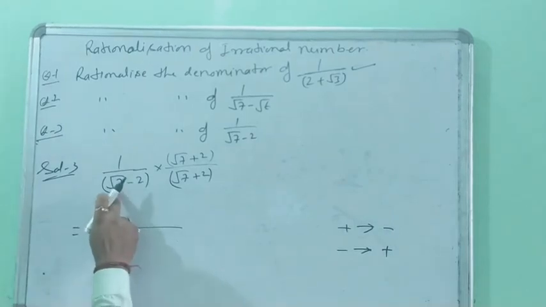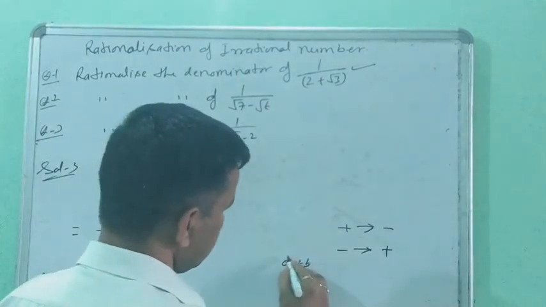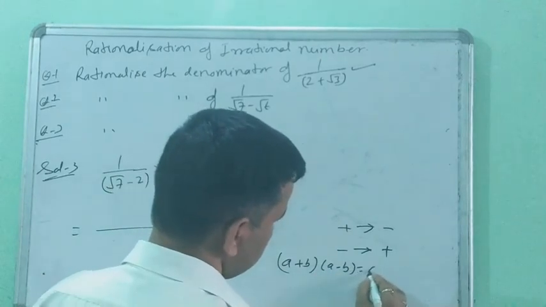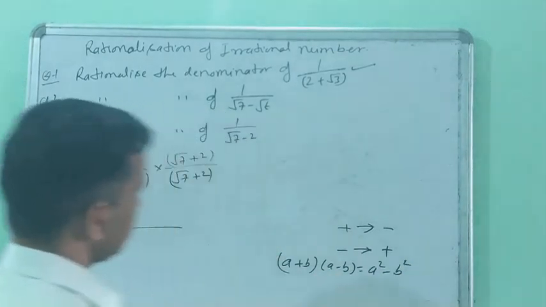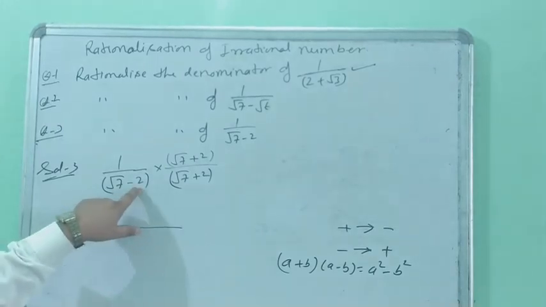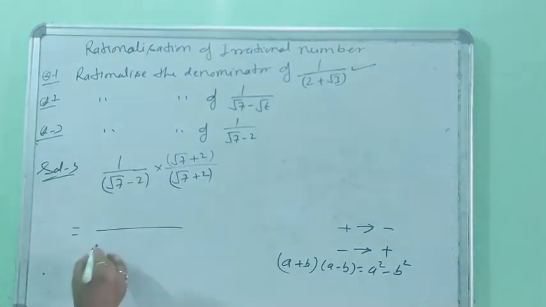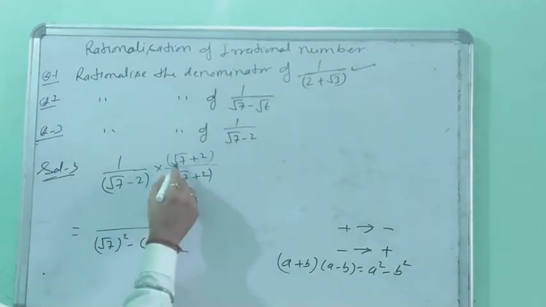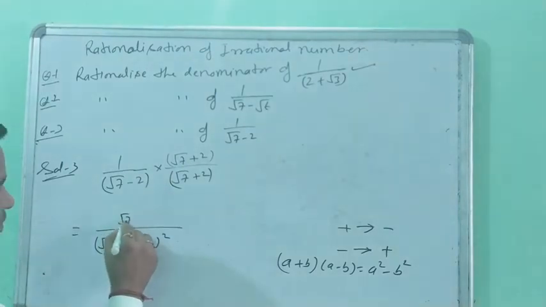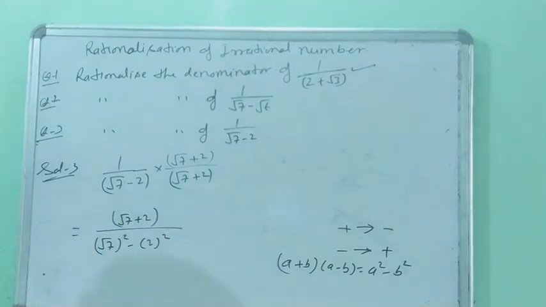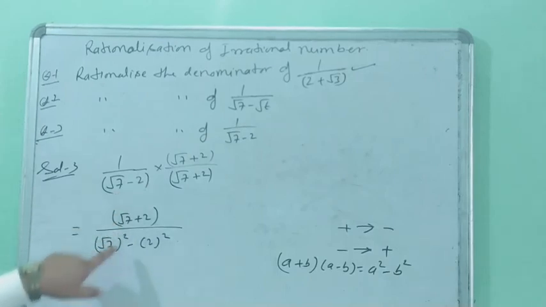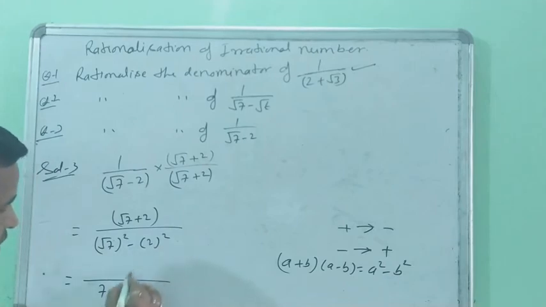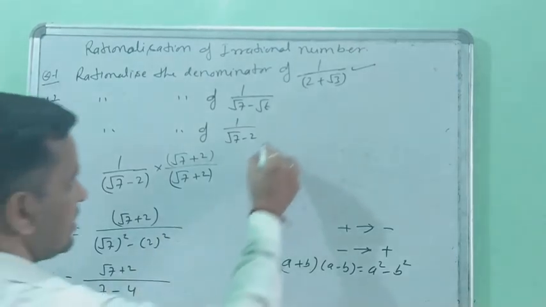What identity are we using here? A plus B and A minus B give the same identity, A square minus B square. A is root 7 and B is 2. So root 7 square minus the square of 2, and root 7 plus 2 in the numerator is written the same, not changed. Using A square minus B square, the square of root 7 is 7, minus the square of 2 which is 4, and root 7 plus 2. So what result comes here?